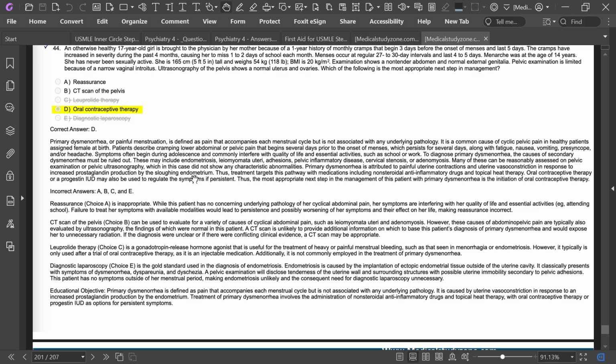of primary dysmenorrhea and would expose her to unnecessary radiation. If the diagnosis were unclear or if there were conflicting clinical evidence, a CT scan may be appropriate. Okay. Okay. Next. Yes.